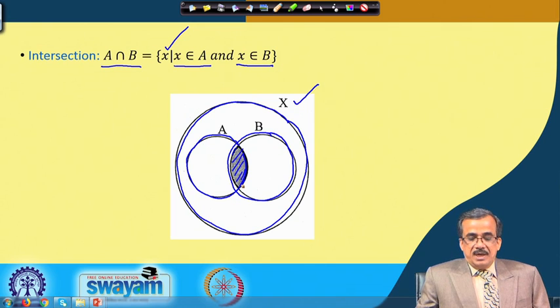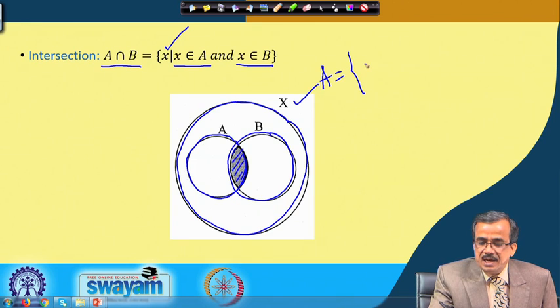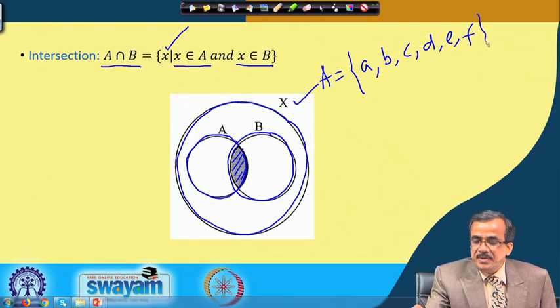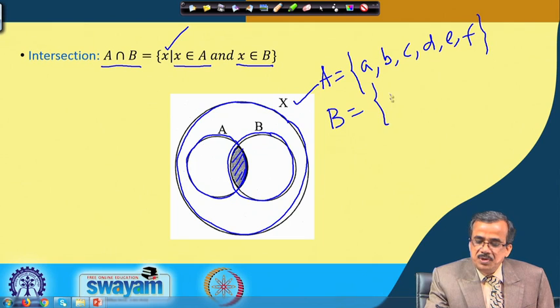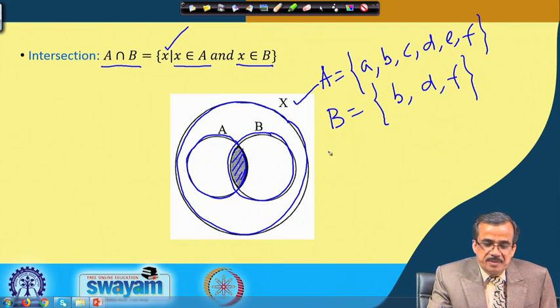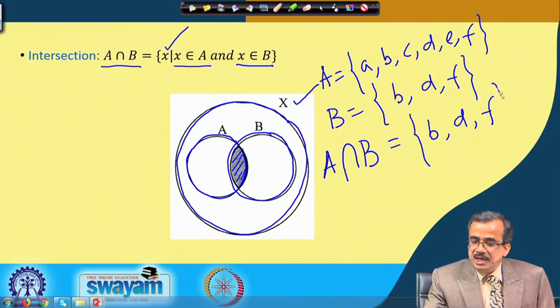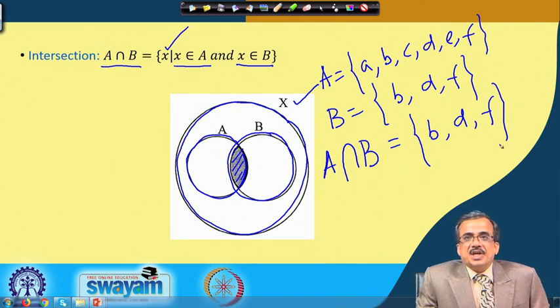That indicates A intersection B. Now, if I take the same example, the crisp set having the elements A, B, C, D, E, F, and supposing that I have another crisp set, B, D, F. If I try to find the common region between A and B, that is A intersection B, it should be common to both. So, this is B, D, F. This is what you mean by the intersection.